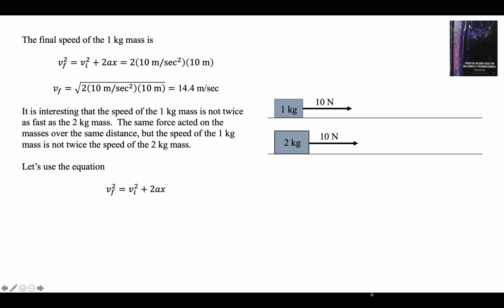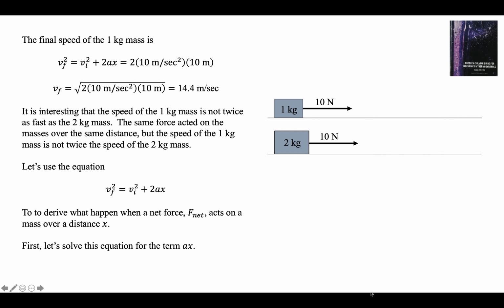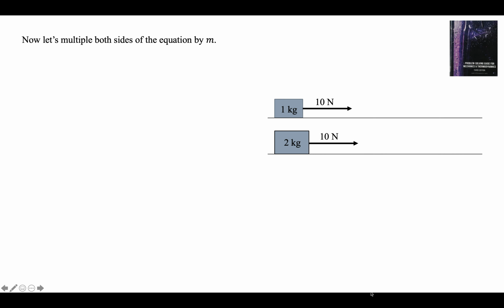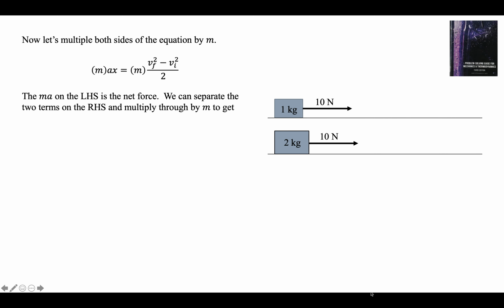Let's use the equation v final squared equals v initial squared plus 2ax to see what happens when a net force acts on a mass over a distance x. We're going to solve this equation for the term ax, subtracting v initial squared from both sides and dividing by 2. And we're going to put an m on both sides because we want ma, because ma is the net force. So we're multiplying through by m. On the left-hand side, we now have ma, and that's F net. On the right-hand side, we can multiply through by m and separate the terms, putting the 1/2 in each term, and we get F net x equals 1/2 mv final squared minus 1/2 mv initial squared.